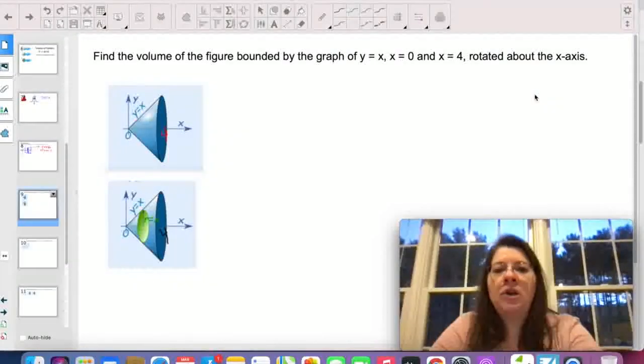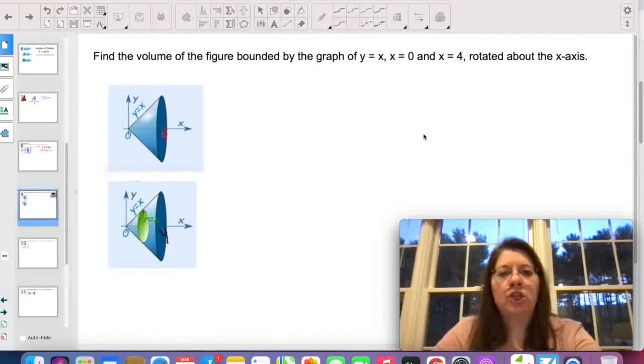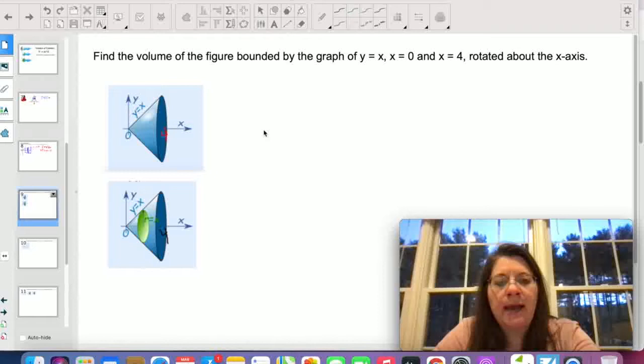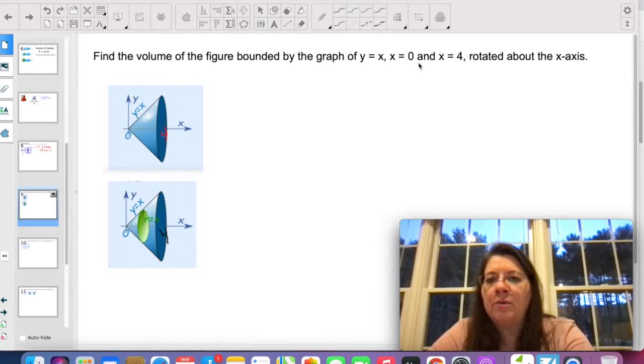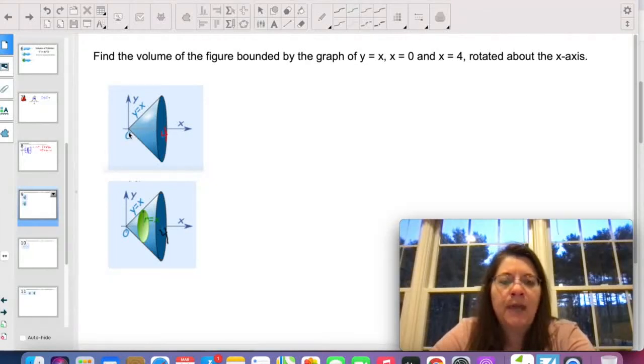Okay, so now that you know the basic setup of these, we're just going to do a few examples, and I'm going to have the computer generated pictures over here. I found these online. It'll just save us a lot of time. So this says find the volume of the figure bounded by the graph of y equals x, x equals 0, and x equals 4, rotated about the x-axis. All right, so y equals x, remember that is the identity line, and we're rotating that line from x equals 0 to x equals 4 about that x-axis.